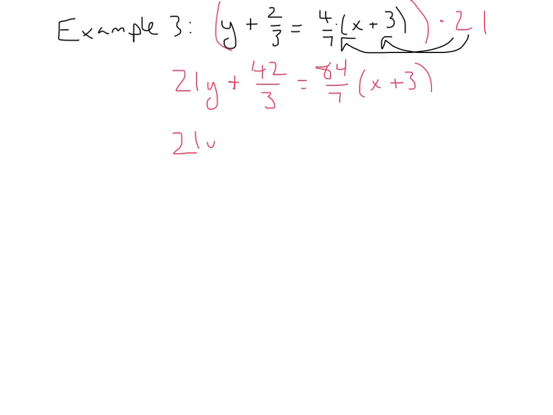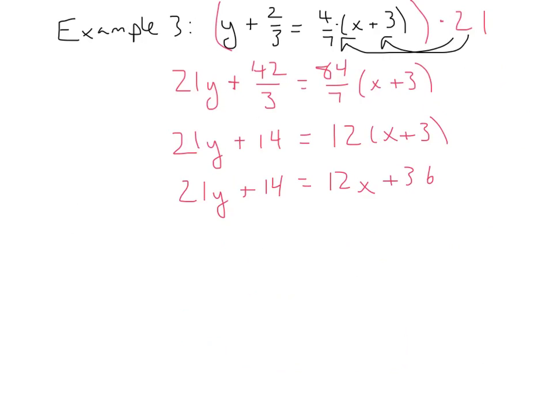We still have our 21y. This is going to be plus 14 is equal to 12 times x plus 3. Now I'm going to need to go ahead and distribute on the right-hand side. 21y plus 14 is equal to 12x plus 36. I'll go ahead and subtract the 14. I get 21y equals 12x plus 22, and I can subtract my 12x. Negative 12x plus 21y is equal to 22.